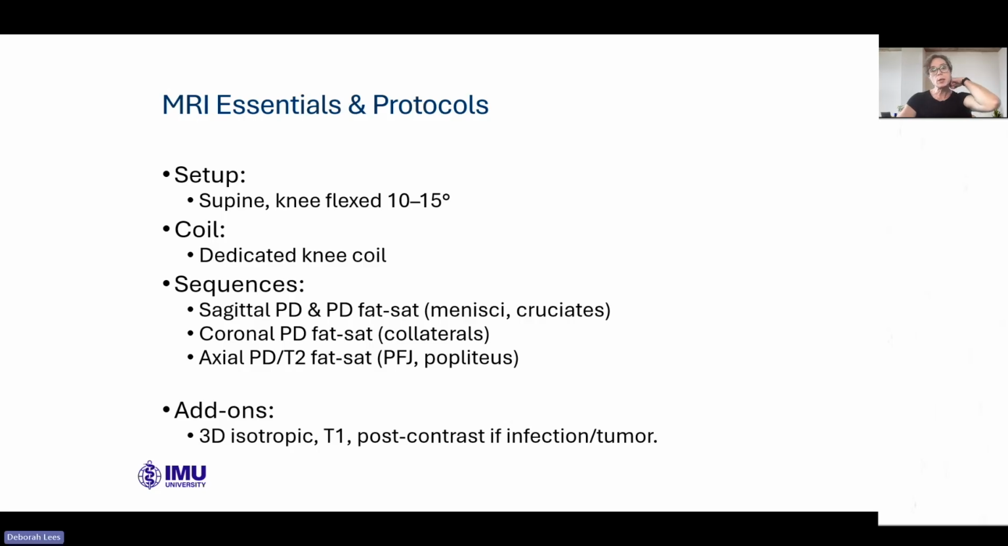So essentially, when we do an MRI, we have the person supine, we flex the knee to 10 to 15 degrees so we get a really good view down the notch. The coil, we use a dedicated knee coil to get the images. And then the sequences, we're looking at the standard sagittal, coronal, and axial. And a lot of the time we're using the PD fat sats as some of our most common ones. And you'll see that is the majority of the images that I've used to show you stuff today.